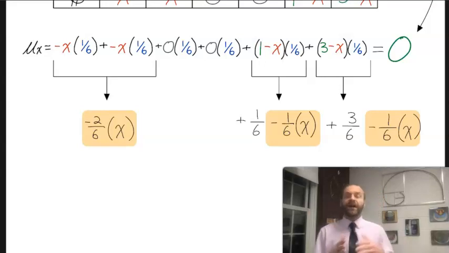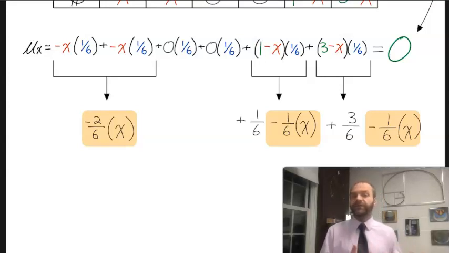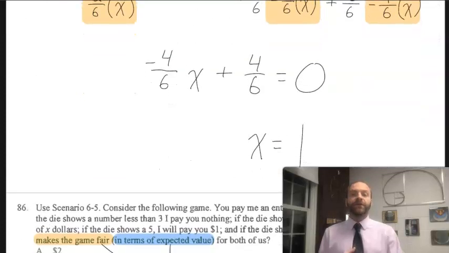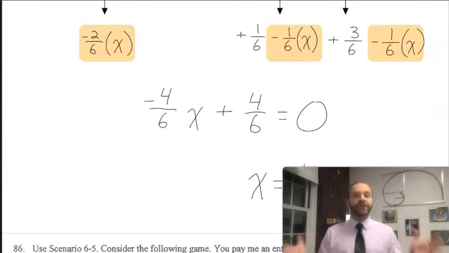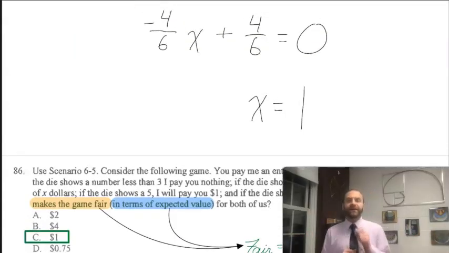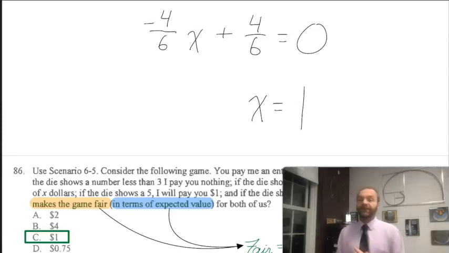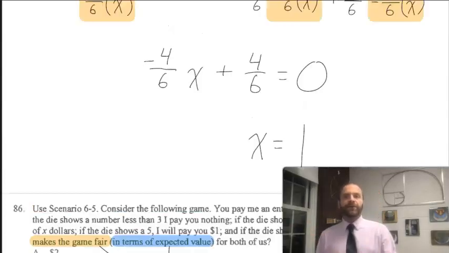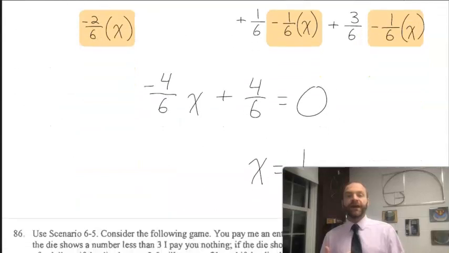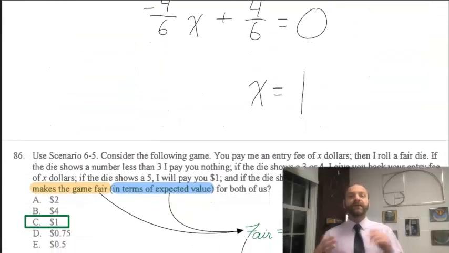Now you can see the x terms are highlighted in orange because those are like terms, so I can combine those together. What I'm going to end up with is negative 4/6x plus 4/6 equals 0. Therefore x equals 1. So x equals 1 is my answer. It's what gives me a fair value. That's what we're dealing with in this problem. So let's go back. We had the table. We found the expected value. We combined like terms. We wanted to find what x was. So I solved for x, and I got x equals 1. Therefore, C is the answer.